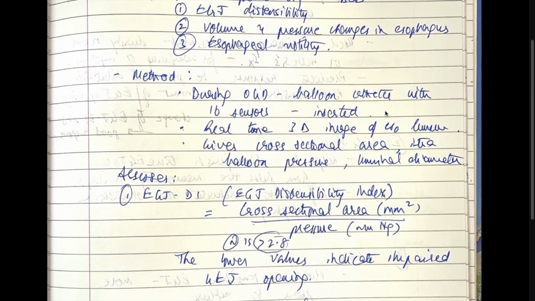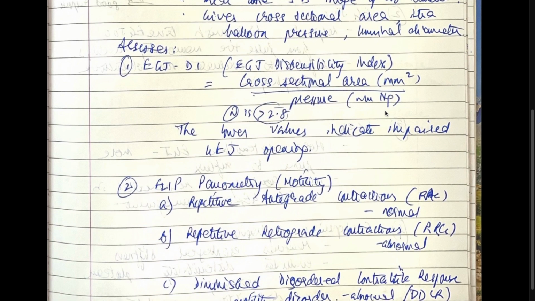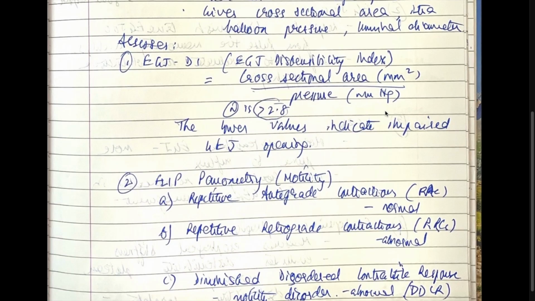So it gives you a cross-sectional area, intraballoon pressure, and the luminal diameter. It assesses EGJ-DI, distensibility index, which is calculated as a cross-sectional area in millimeter square divided by the pressure in mm mercury. Normal EGJ-DI is more than 2.8. The lower values indicate impaired GEJ opening.